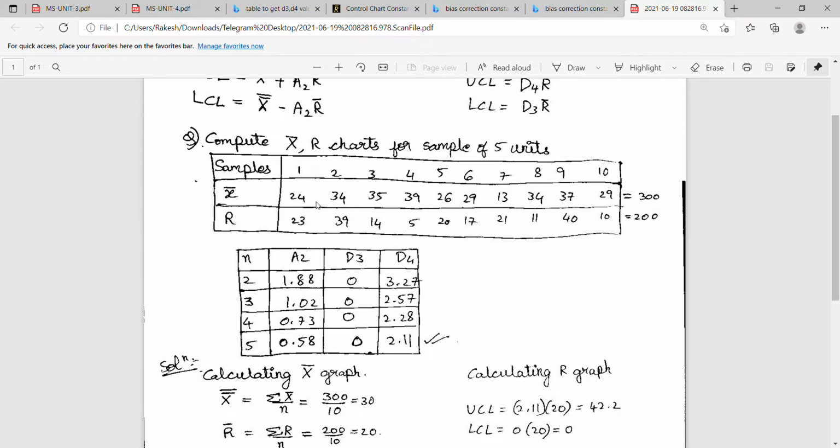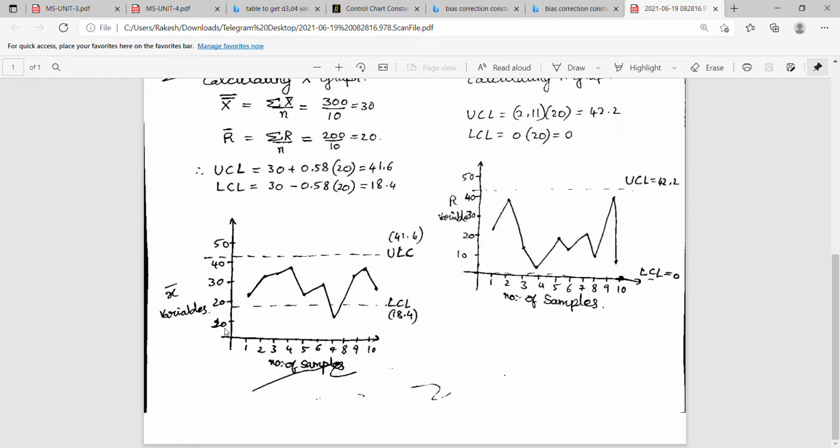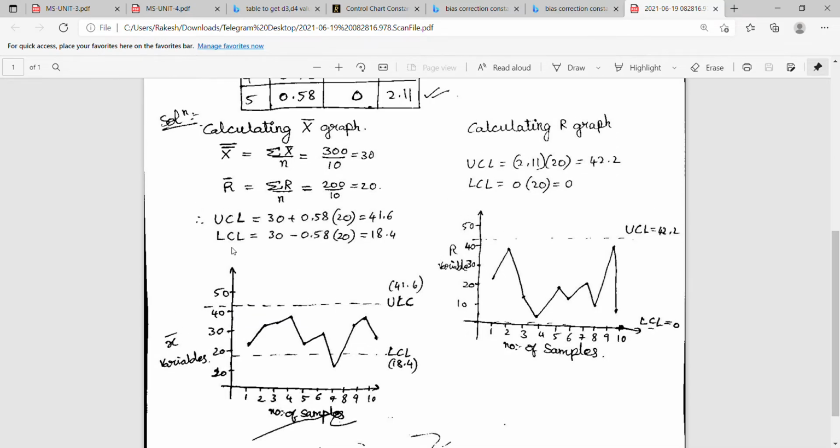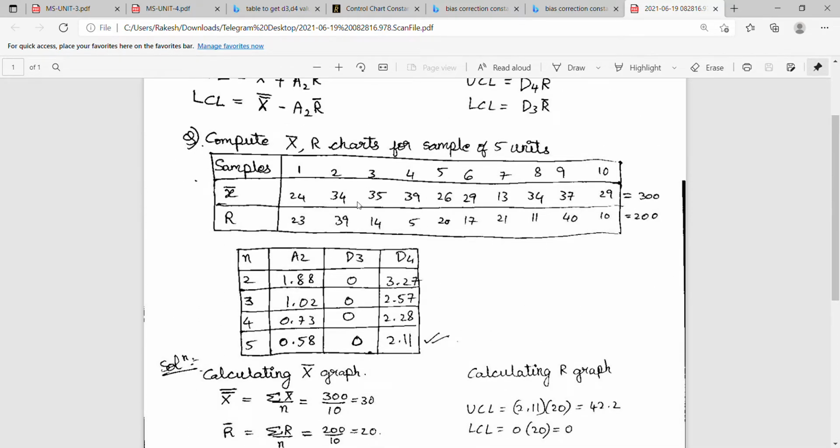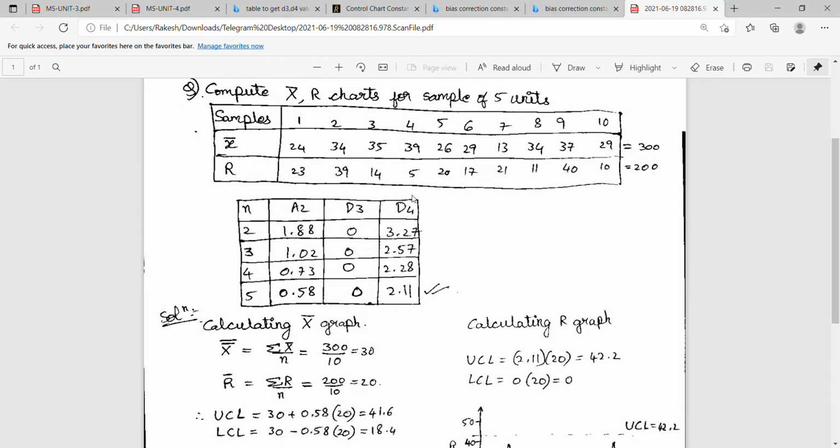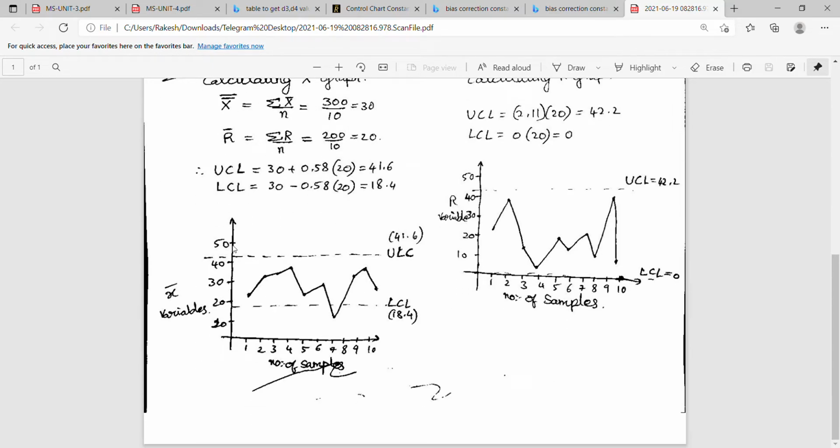In X bar, the values are different, such as 24, 34, 35, 39. So you take 10, 20, 30, 40, 50. You can see that in X bar the maximum value is 39, so you can go up to 40 or 50 on the y-axis. First plot the upper control limit and lower control limit. The upper control limit, 41.6, is plotted by a dotted dash line. Next plot the lower control limit, 18.4.